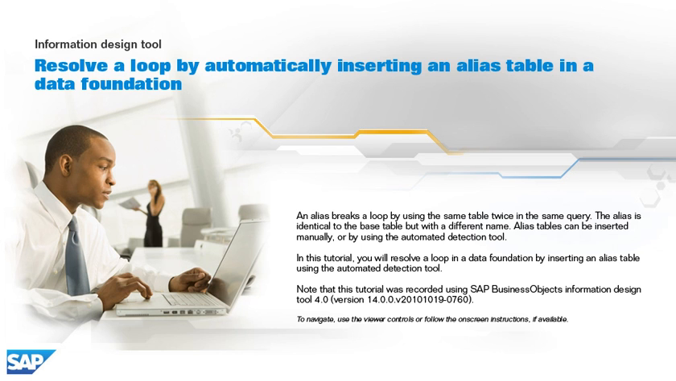In this tutorial, you will resolve a loop in a data foundation by inserting an alias table using the automated detection tool. Note that this tutorial was recorded using SAP Business Objects Information Design Tool 4.0, version 14.0.0, v 2010-1019-0760. To navigate, use the viewer controls or follow the on-screen instructions, if available.